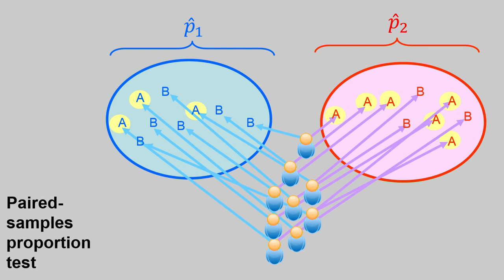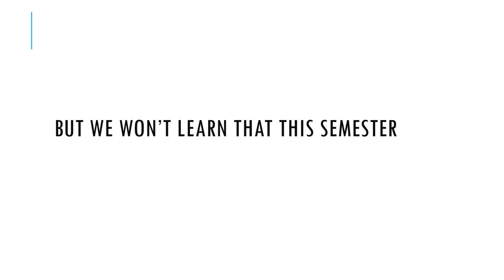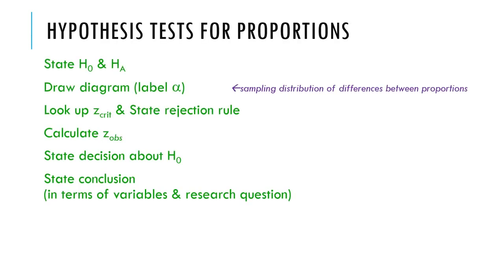It's not actually that complicated. If you're interested, you could look it up. I'm sure you could figure it out, but we're not going to do it in this class. You should just be aware that it's there. We can't do all the tests. There's just too many of them. We're not going to learn that right now. So this hypothesis test for proportions, exactly the same as all the other hypothesis tests. And that's where I'm going to wrap it up for this video.